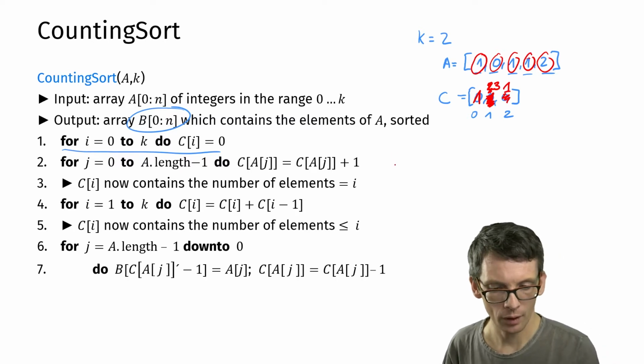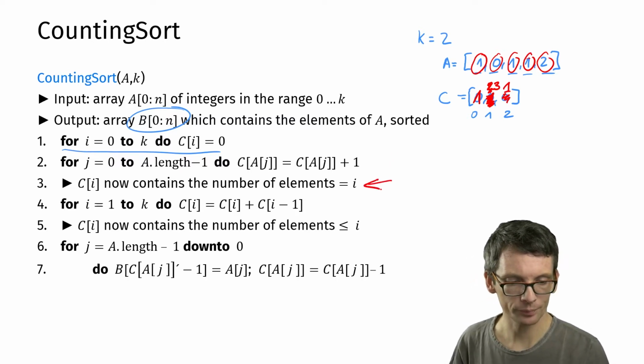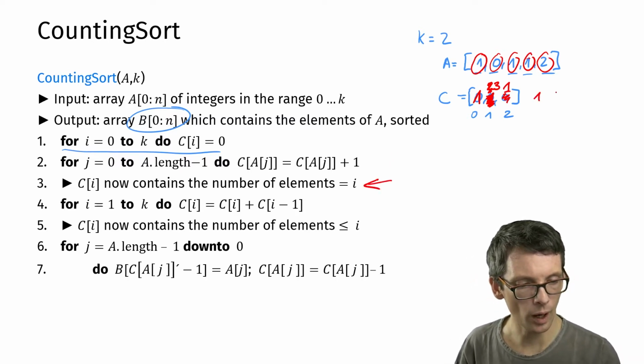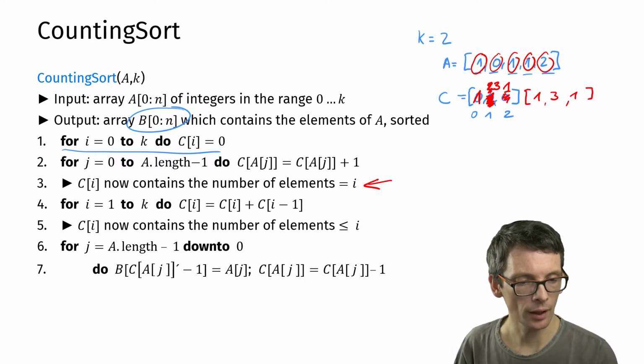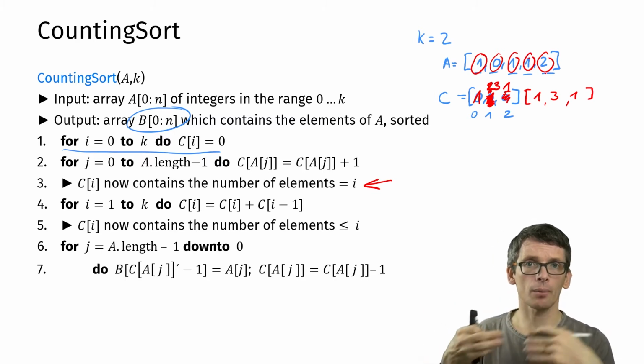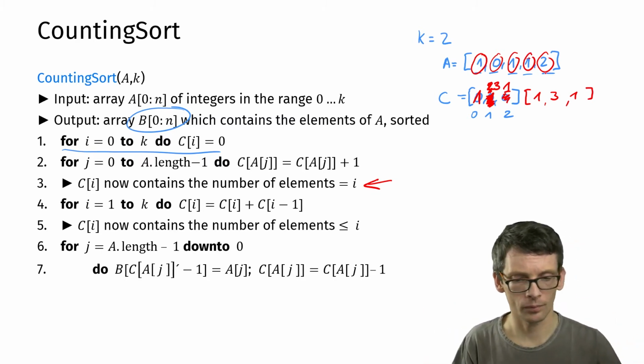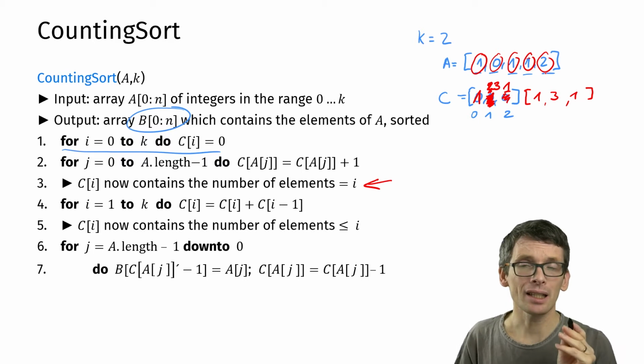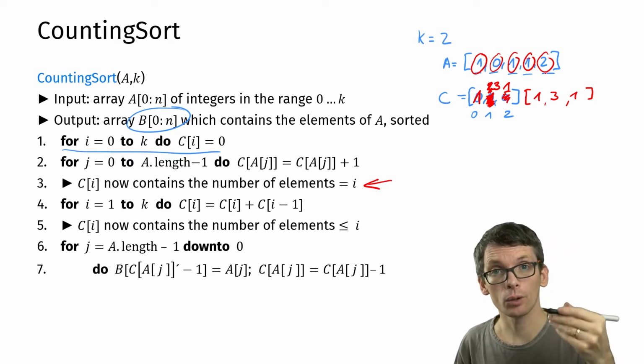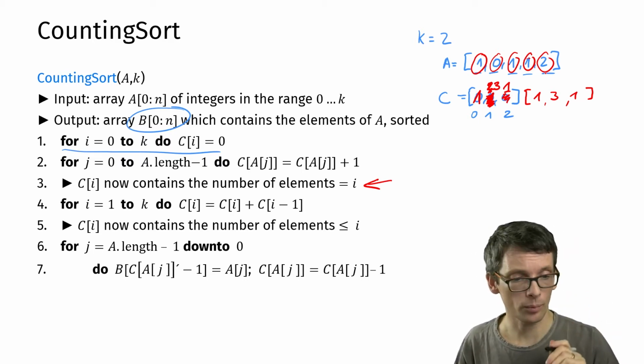So after this step, C is 1, 3, 1. And what is that? It counts the number of zeros, the number of ones, the number of twos. Now this as such is useful, but will not yet solve the problem for us.